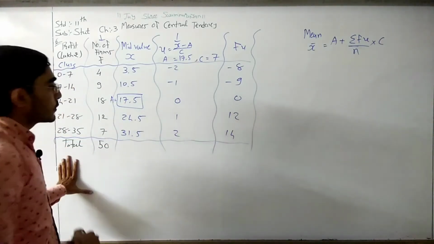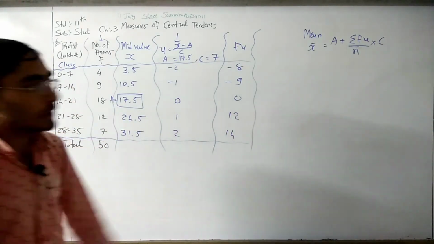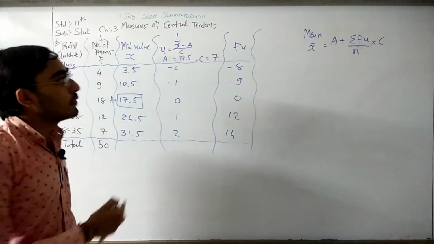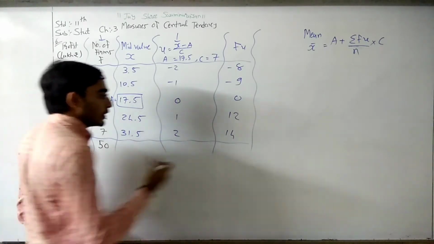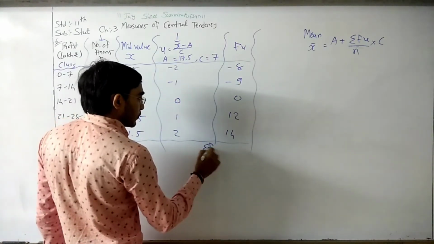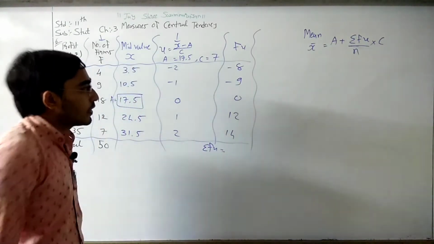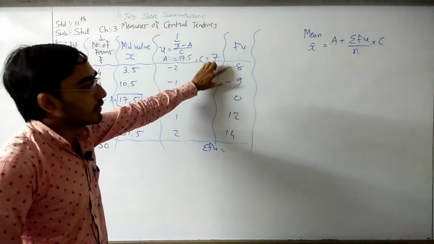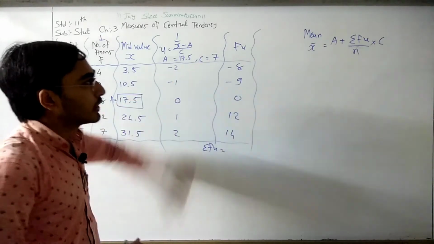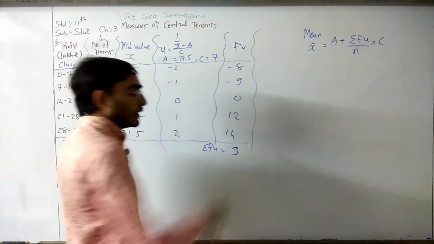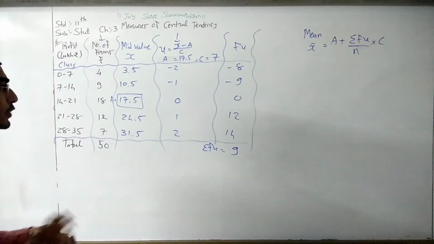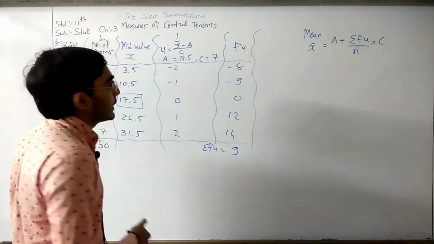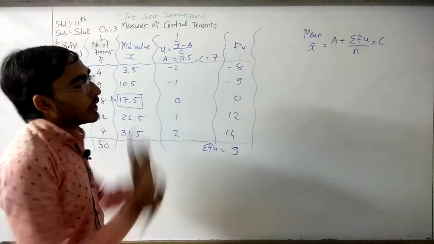Now at last what we need to do? We just need to find the total, because here we want sigma FU, that means addition of FU. So here our sigma FU is equal to 14 plus 12, 26, 26 minus 9, 17, 17 minus 8, 9. Okay, you can use the calculator. So addition of FU, it's 9. Now we need to put the value in our formula.